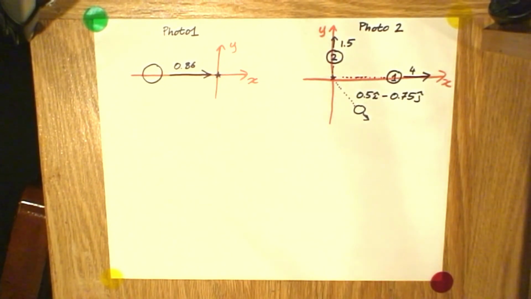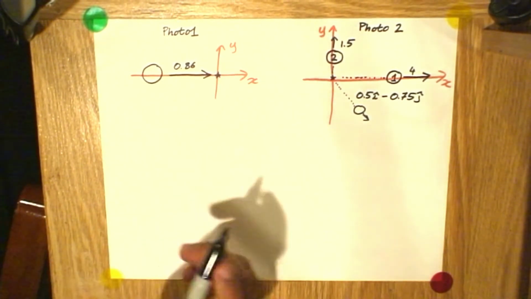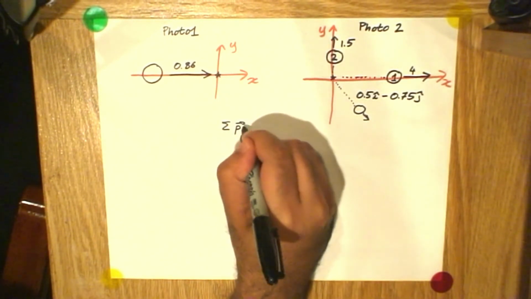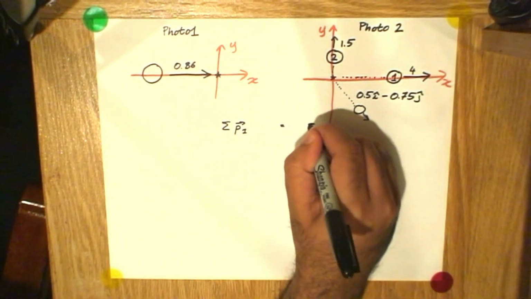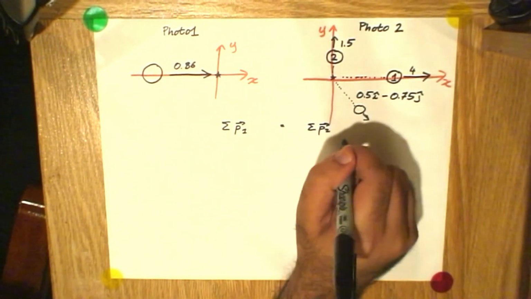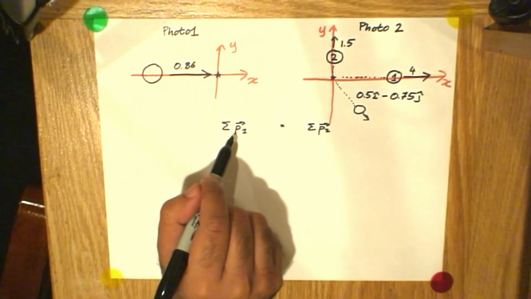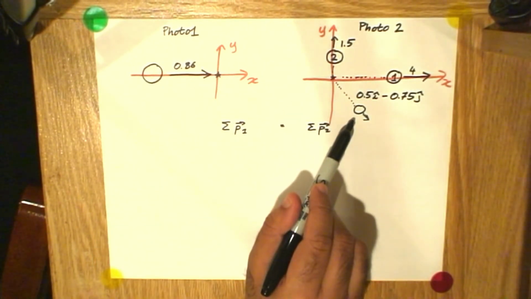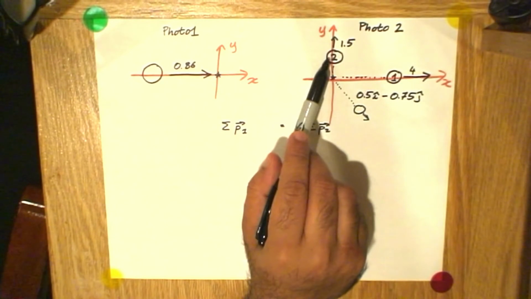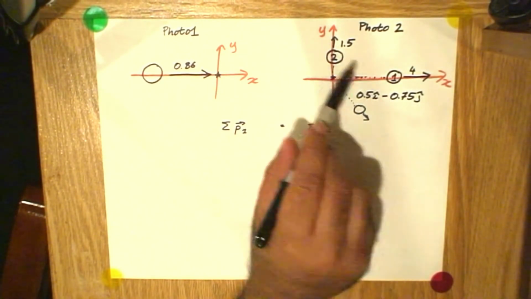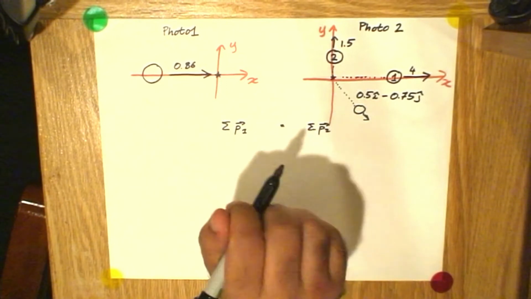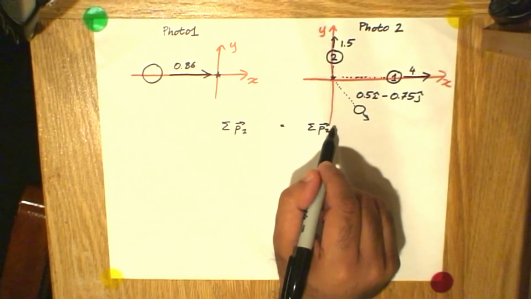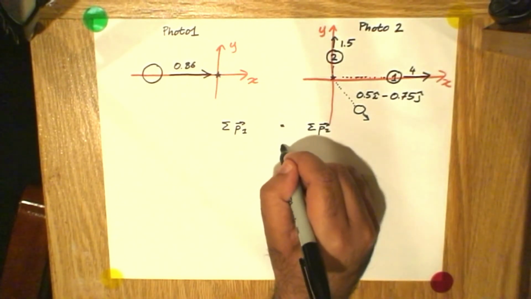Now, we are ready to apply conservation of momentum. The total momentum in photo 1 is equal to the total momentum in photo 2. The total momentum in photo 1 comes from this unknown mass, and the total momentum from photo 2 comes from the 1 kilogram, the 2 kilogram, and this unknown mass over here, and all of their respective velocities. I'm going to do something a bit different. I'm going to solve out for the right side of this equation first.